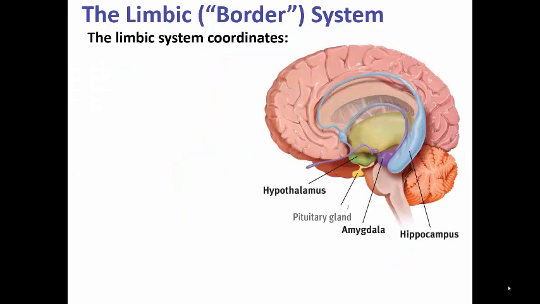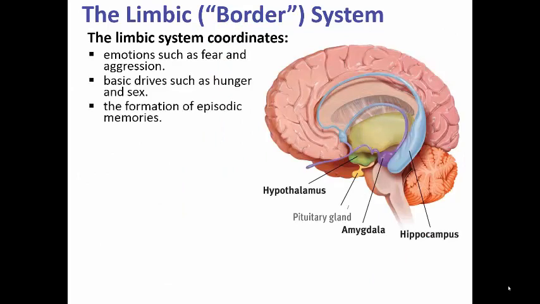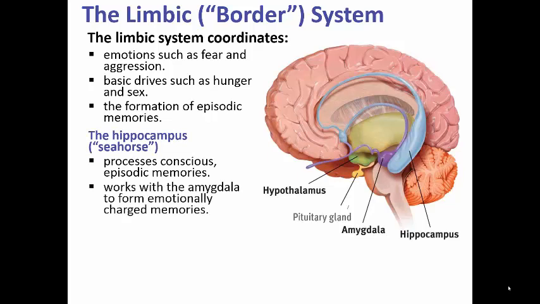The limbic system, which is also known as the border system, coordinates emotions such as fear and aggression, your basic drives such as hunger and sex, and then formation of episodic memories. The hippocampus is in charge of conscious episodic memories, and it works with the amygdala to form emotionally charged memories.